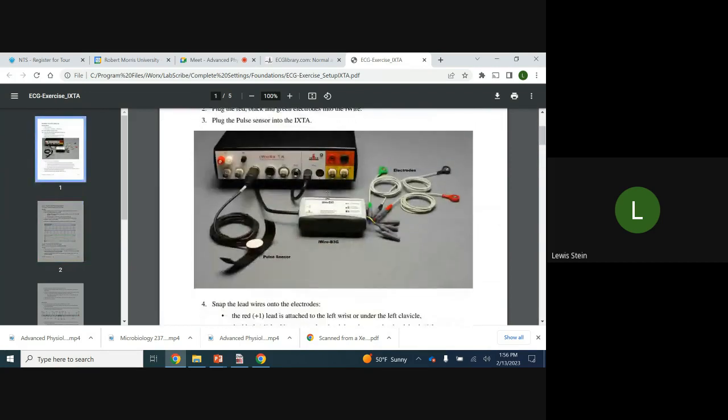Where does the pulse sensor go? Oh, yeah, it's that little finger. I hate to use technical terms.